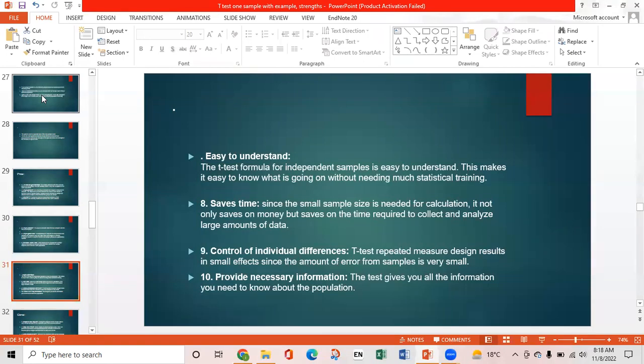It saves time since a small sample size is needed for calculation. It not only saves money but saves the time required to collect and analyze a large amount of data. There is control of individual differences. The t-test repeated measures design results in small effects since the amount of error from the sample is very small. It provides necessary information. The test gives you all the information you need to know about the population.